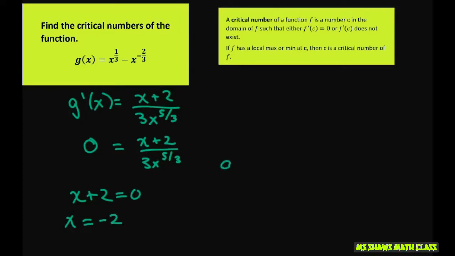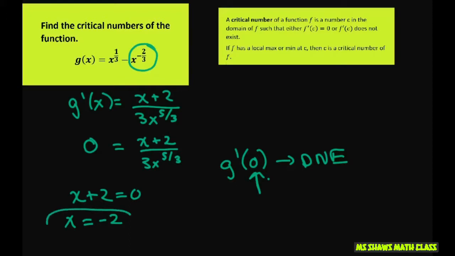Now, g prime of 0 does not exist. And usually when that's the case, we can use that as a critical number. But recall, we can't use 0 for this because 0 is not in our original domain. So we cannot count that as a critical number. Therefore, we only have one critical number, which is x equals negative 2.